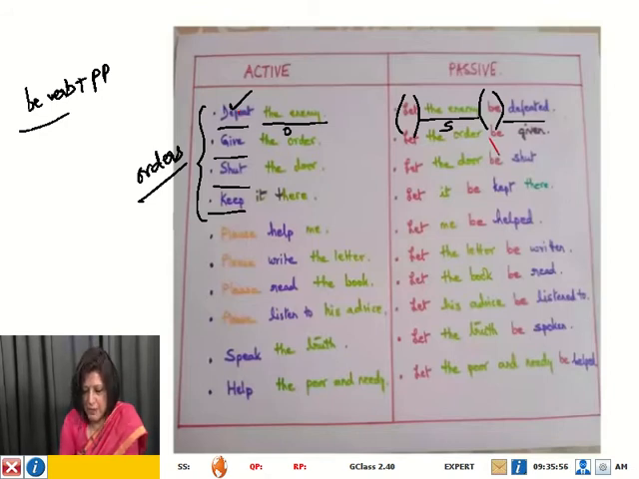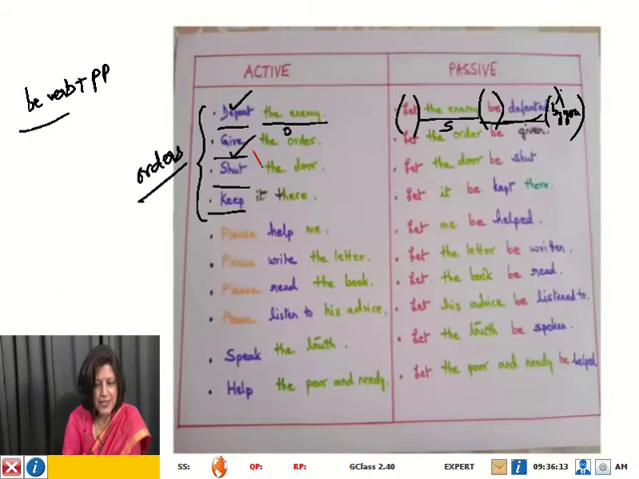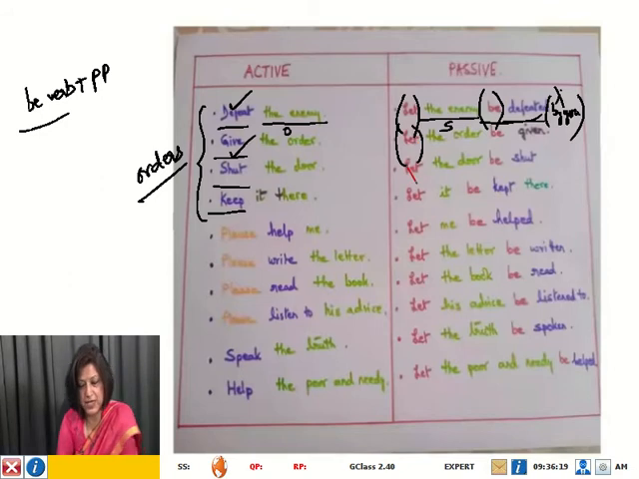So this is a regular verb. All right. So the passive voice is be defeated. And here we do not have to write by you. You do not have to write the subject because it is understood. All right. So we do not have to write this. So now look at the second sentence. Give the order. So here again the verb is give. All right. So now again the same process.